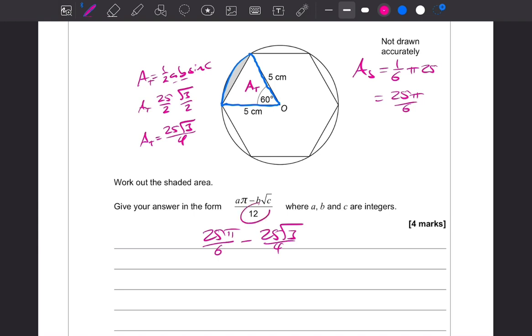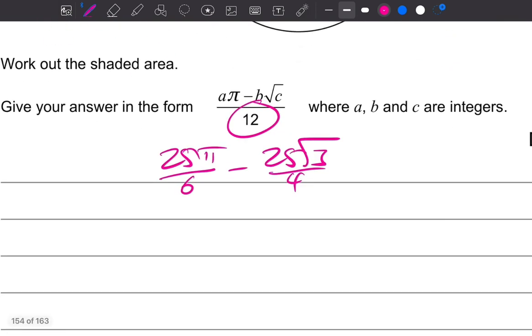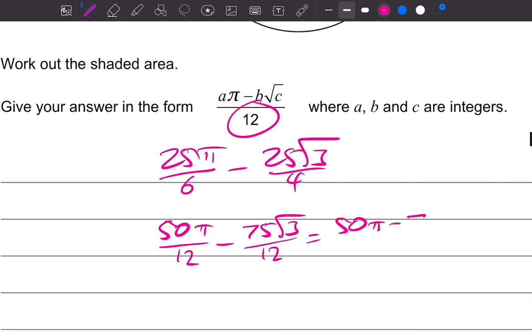We want to have 12 on the bottom, so we'll do that. We'll have 50 pi on 12 minus, times this by 3, 75 root 3 on 12. And that's it. I'll write that just as one fraction quick. So 50 pi minus 75 root 3 all over 12. So a is 50, b is 75, and c is 3.